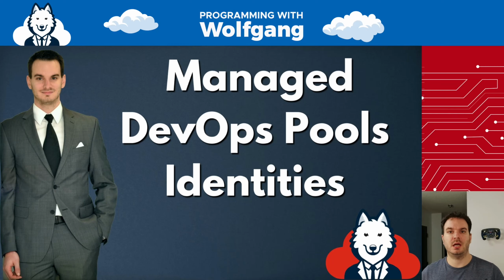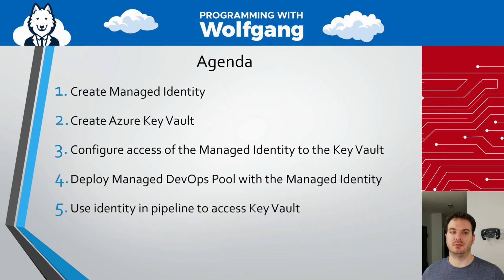Today I want to show you how we can leverage managed identities with our Managed DevOps Pools to securely access Azure resources. The big advantage of using identities is that we don't have to store any secrets in our code, and we can leverage the built-in functionality of Azure. Of course, we could also use Azure Service Connections, but with this feature we can tie the identity directly to our Managed DevOps Pool. So let's take a look at what we're going to do today.